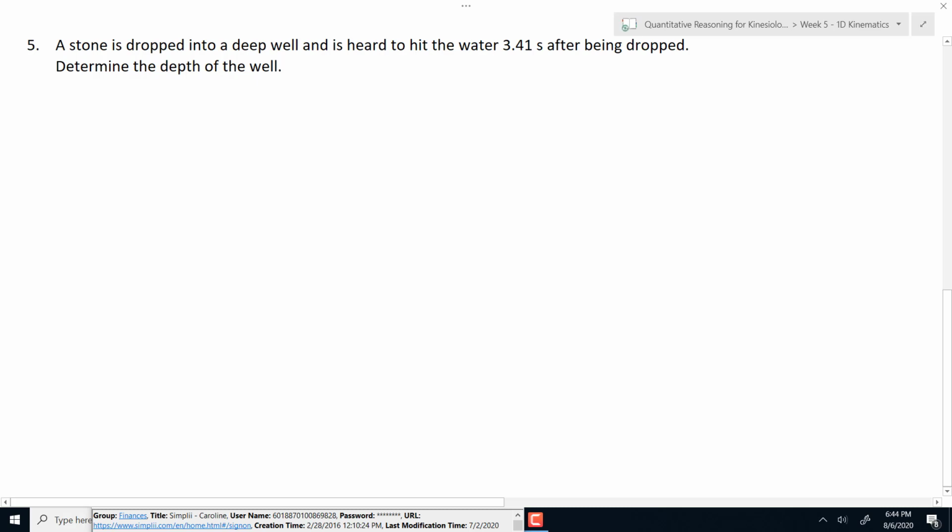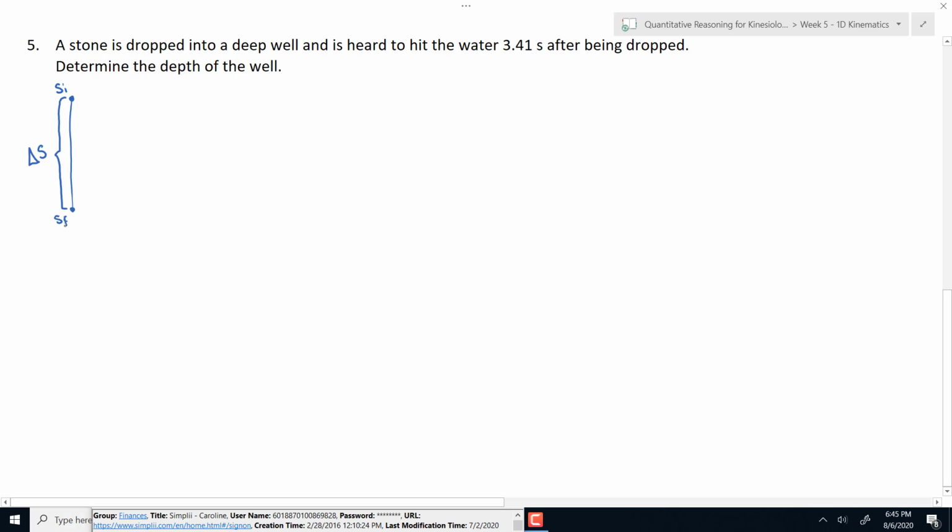Okay, so let's draw a little picture here. This is where the stone begins. This is where the stone ends up. So we're trying to find the depth of the well, so we're looking for this distance here that the stone travels. That distance would just be called delta S. So this is my S initial, this is my S final, and I have a delta S.